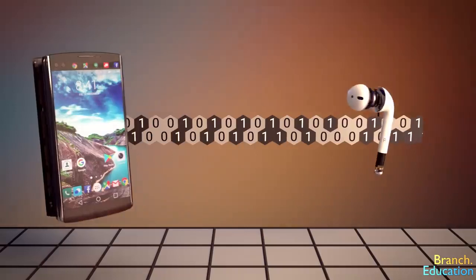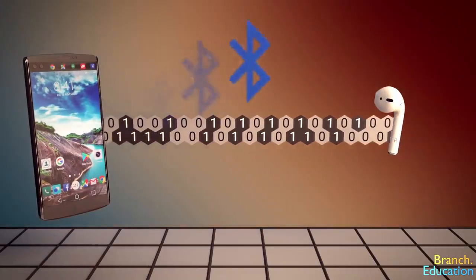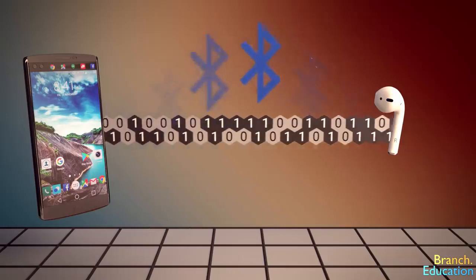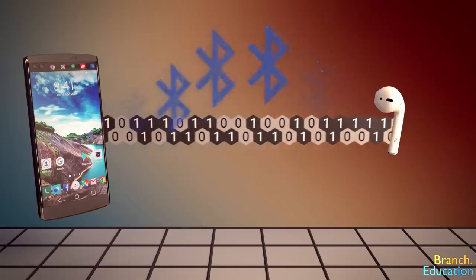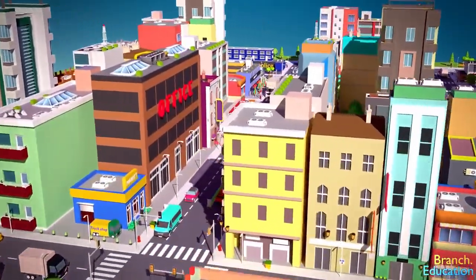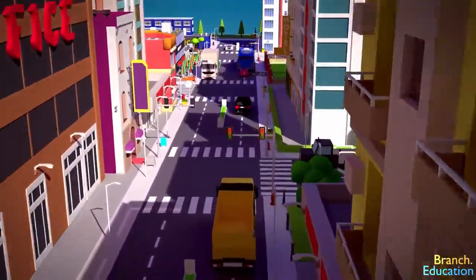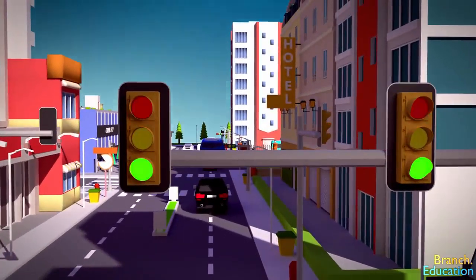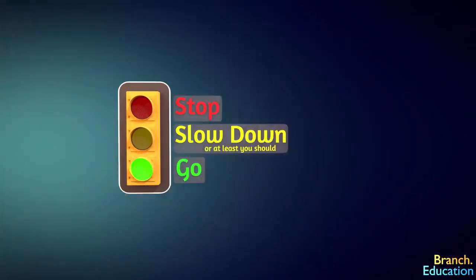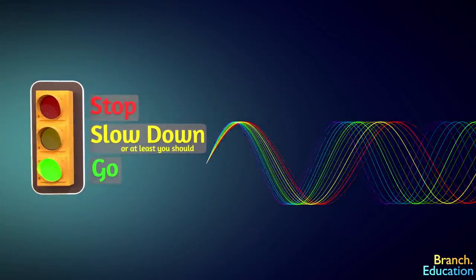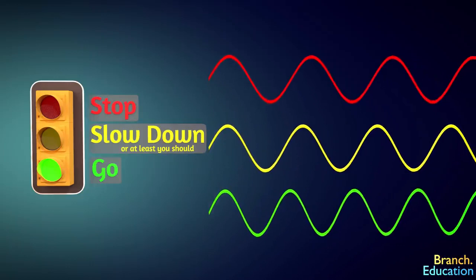earbuds? In order to answer this question, we're going to explore the engineering behind Bluetooth and the principles of wireless communication. Before we get into the details and specifics of Bluetooth, let's start with an analogy. When you see a traffic light change color, you recognize what that color change means. The traffic light uses a section of the electromagnetic spectrum, or light, to convey information.